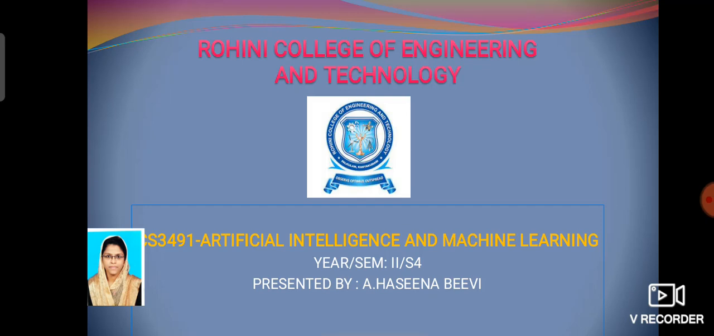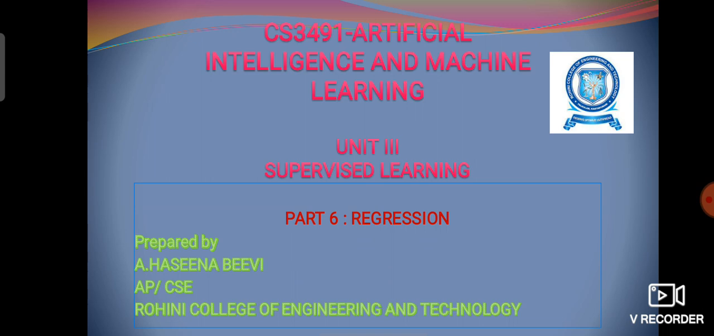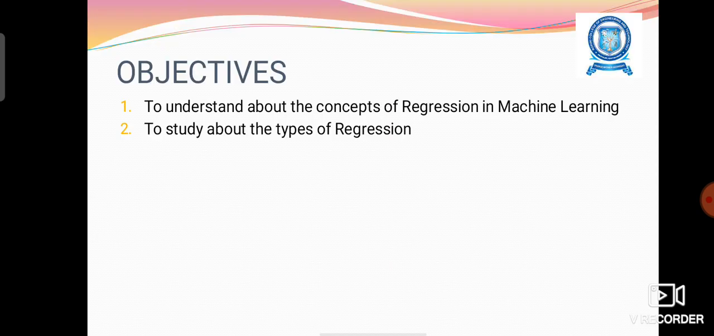Hello viewers, we will see the topic regression from the third unit, supervised learning, of artificial intelligence and machine learning. The objectives are to understand the concepts of regression in machine learning and to study the types of regressions available in machine learning problems.